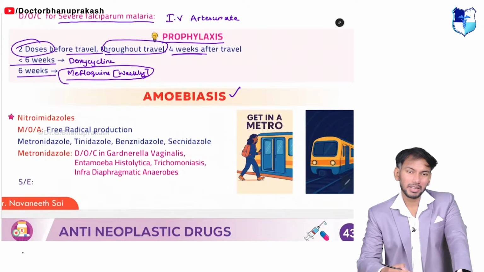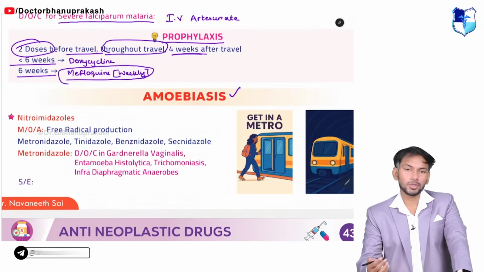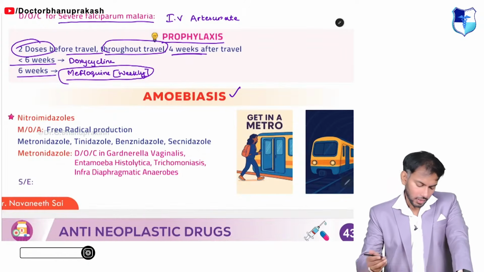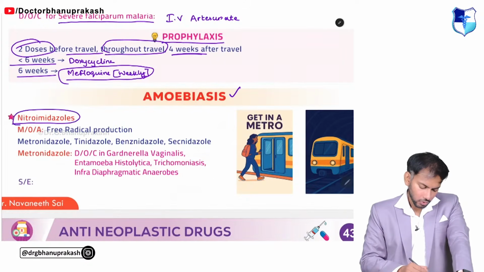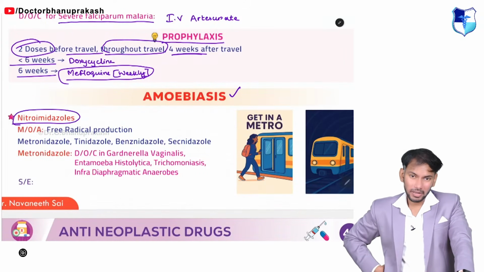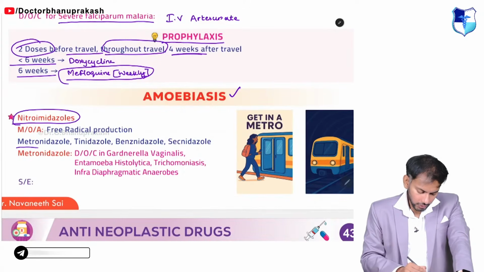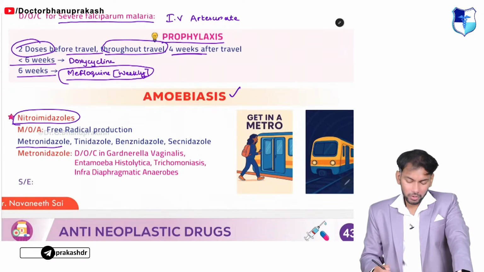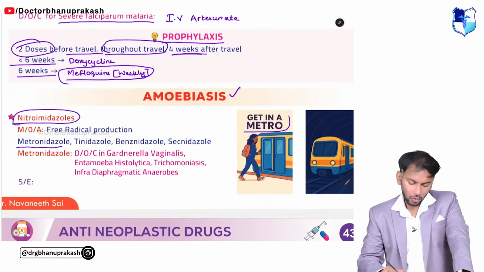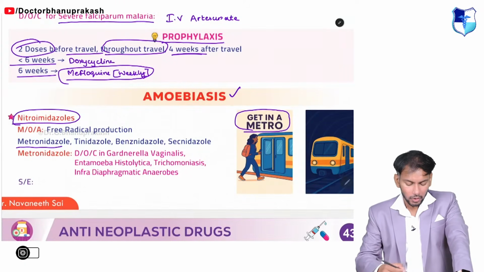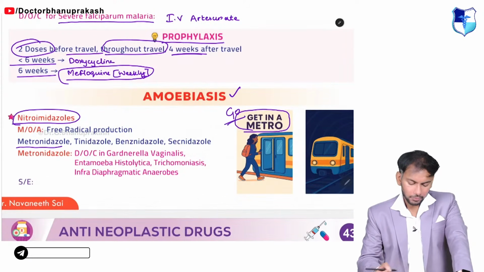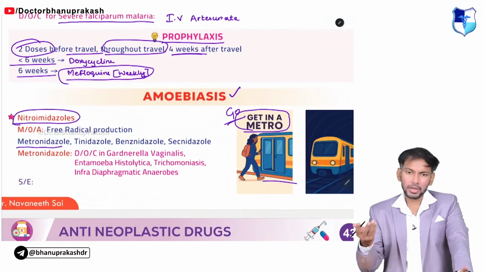In any symptomatic cases of amoebiasis that is due to Entamoeba histolytica, you will give something known as metronidazole. Metronidazole is a nitroimidazole. So, we are going to see metronidazole here. Now, metronidazole, you can see this is the mnemonic for all the uses of metronidazole. Go get in a metro. When you see a metro, go get in a metro.